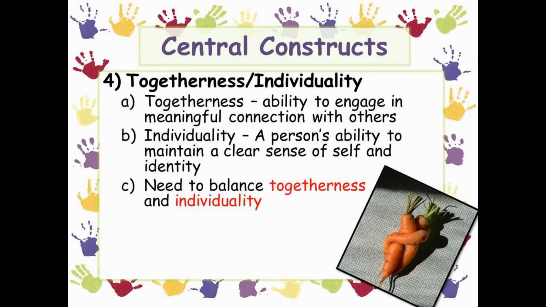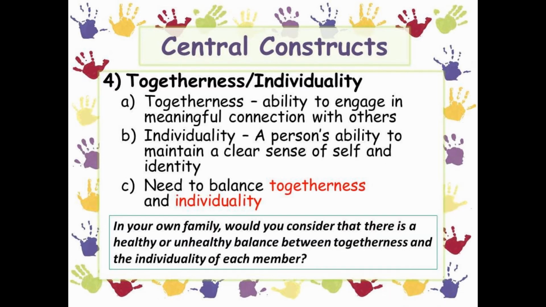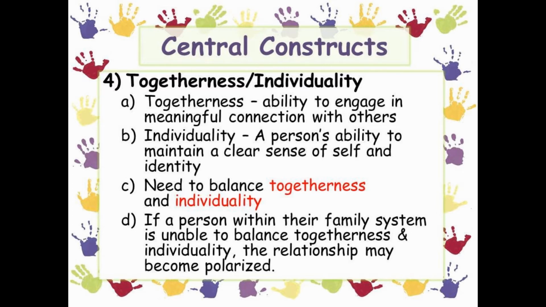Now, the fourth central construct is togetherness and individuality. Bowen stressed the importance of balancing the two, and when you think of your own family, would you say that there is a healthy or unhealthy balance between togetherness and the individuality of each member? Note that without this balance, the relationships within the family might become polarized.